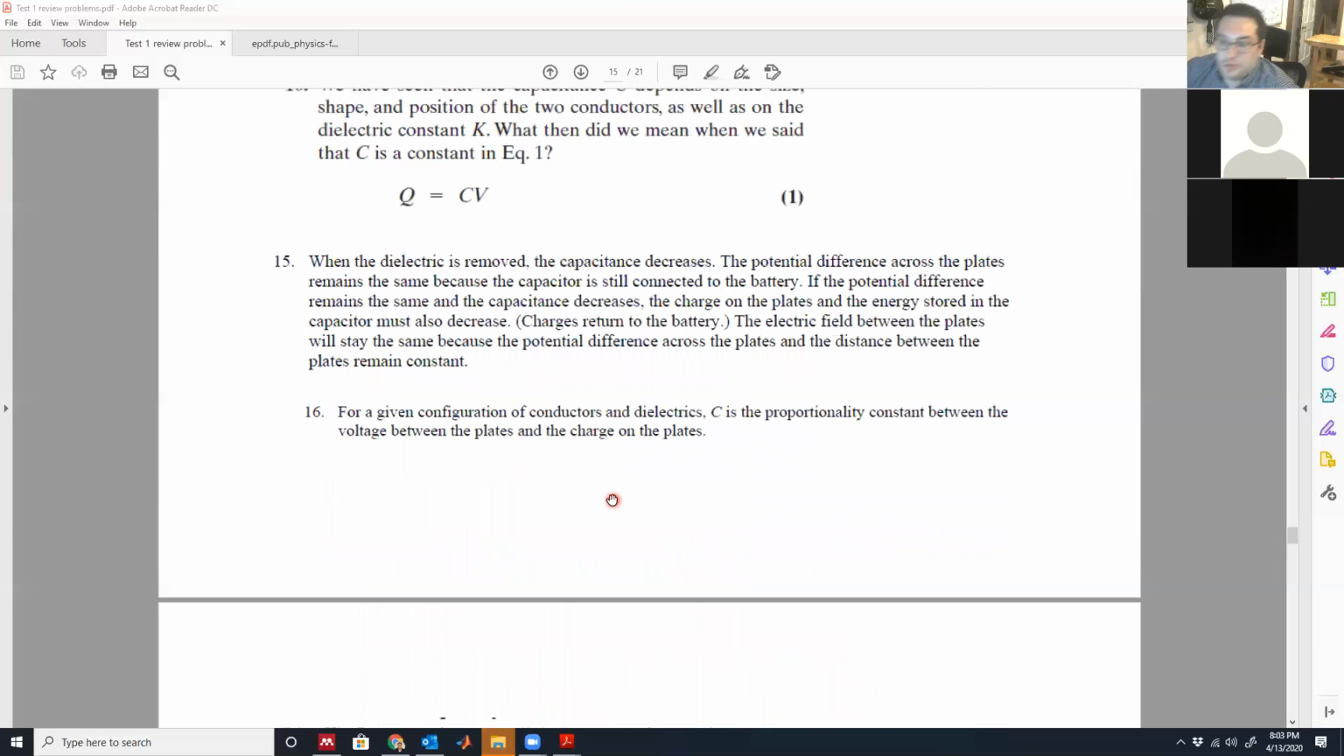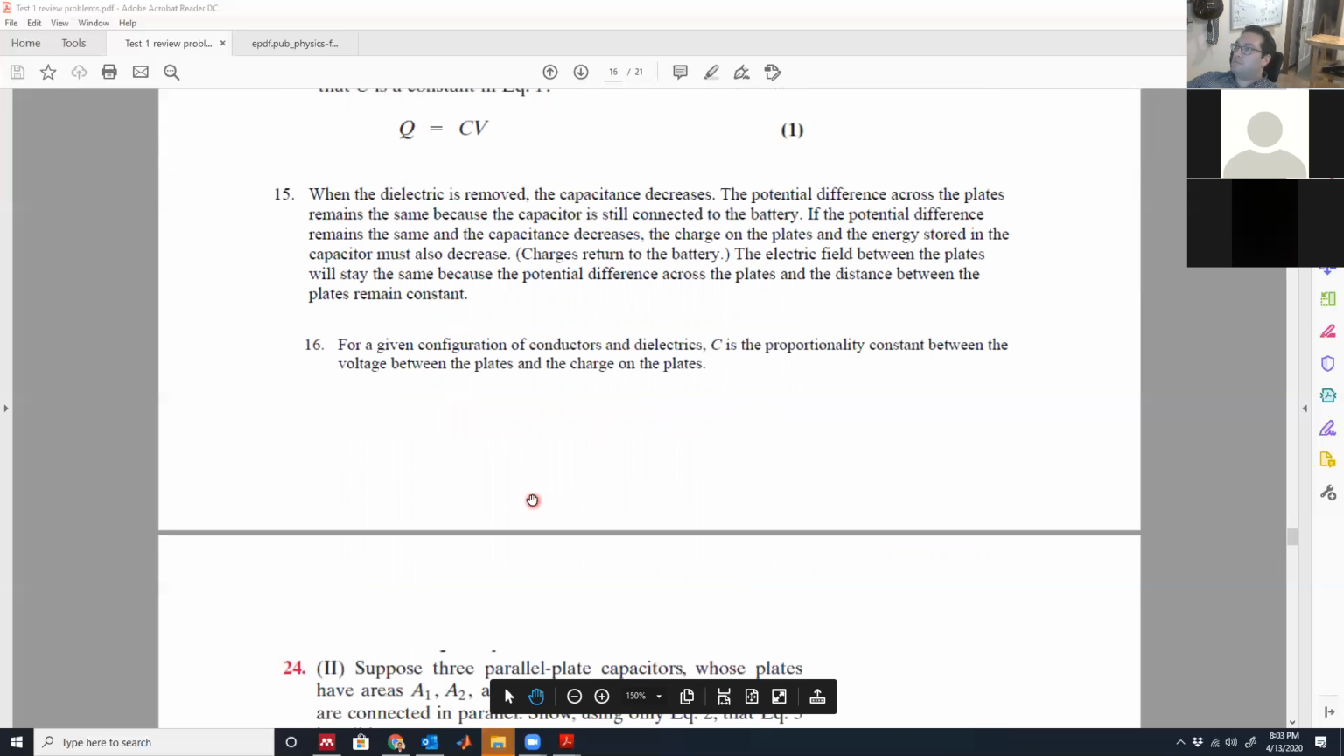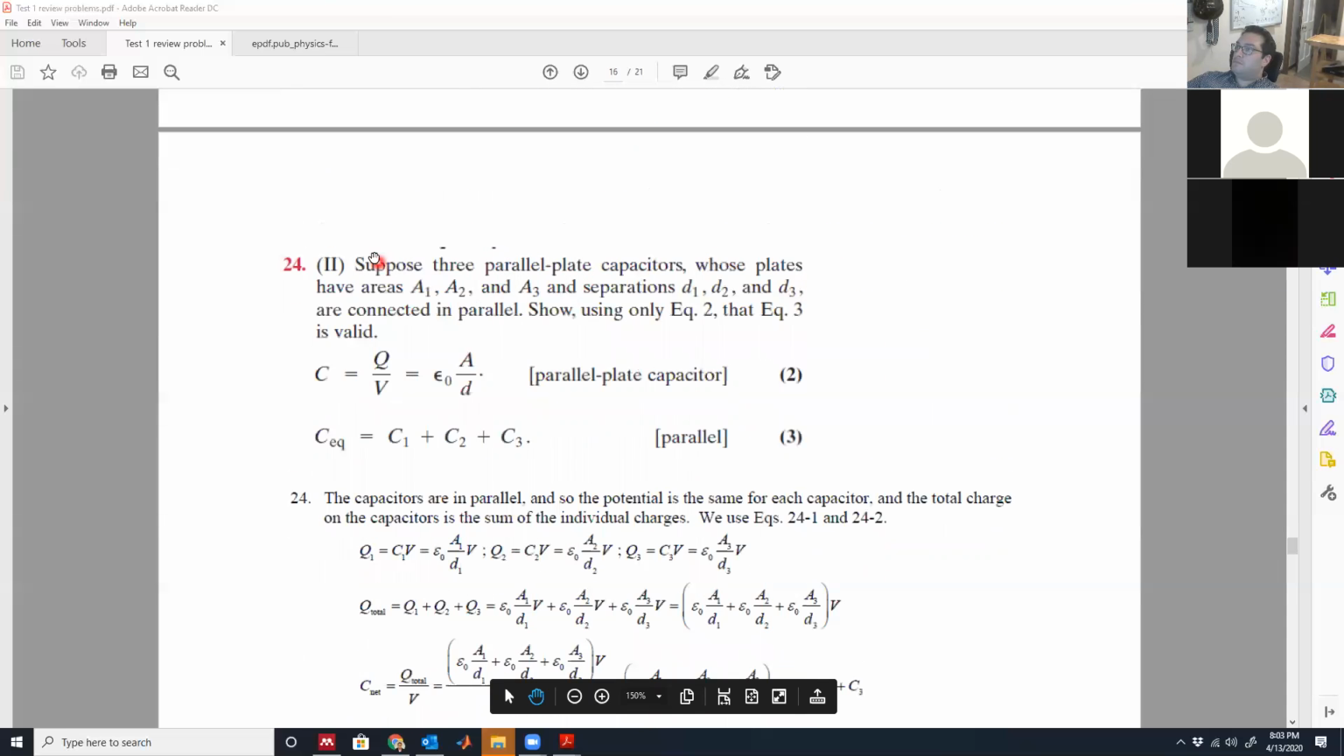Okay, so let's do 24, right? Suppose we have 3 parallel plate capacitors whose plates have areas 1, 2, and 3, and respective separations. We connect them in parallel, and they ask us to show that this will be the equivalent capacitance of the 3 capacitors in parallel, right?